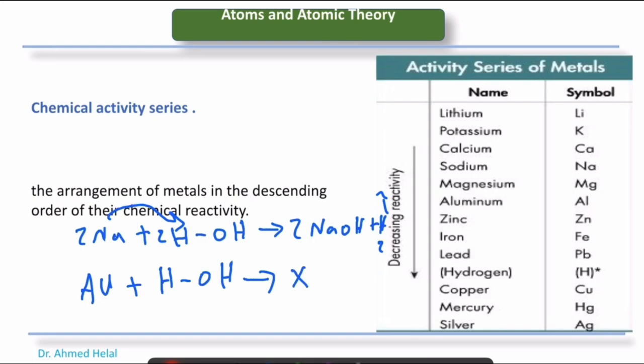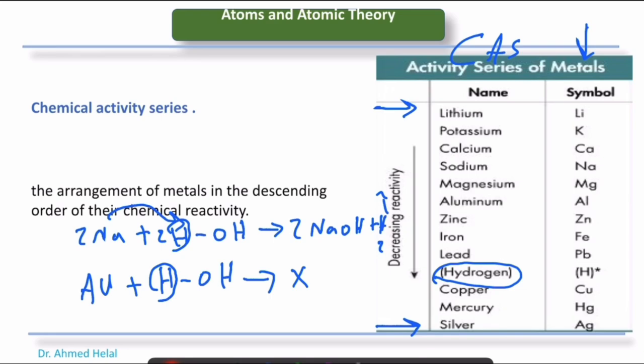I need you to observe this table, which is known as the chemical activity series, or CAS. What is CAS? It's the arrangement of elements based on their chemical activity. Elements at the top are very active, while elements at the bottom have very low activity. As you go down, the activity decreases. Here I have the hydrogen of water.